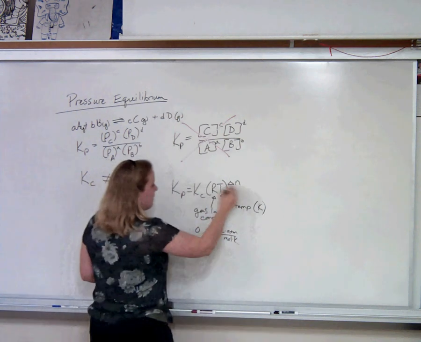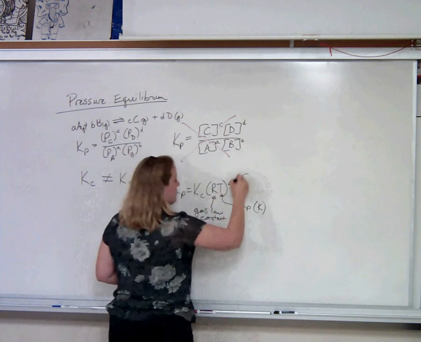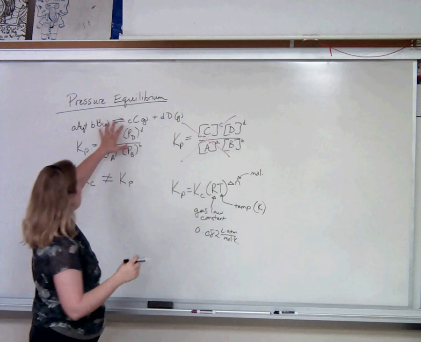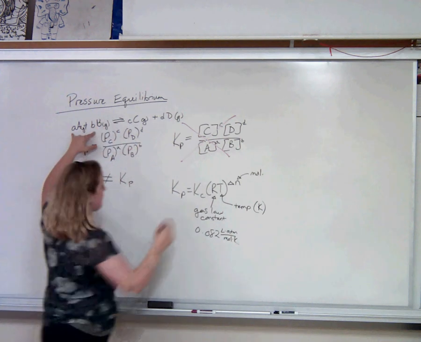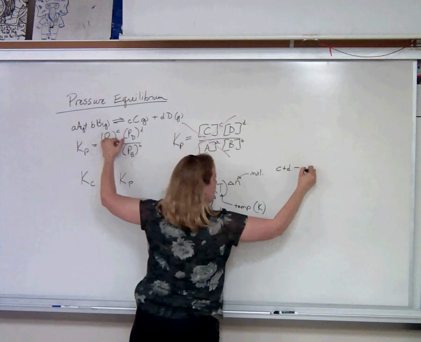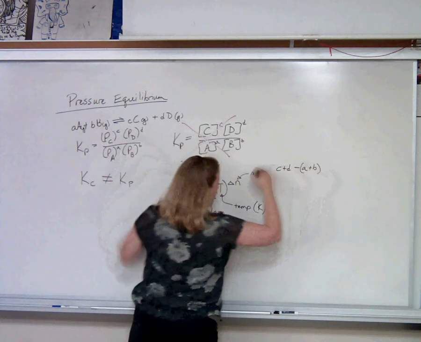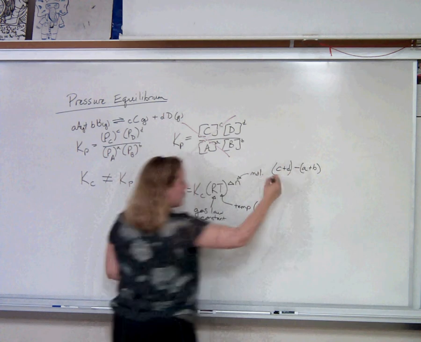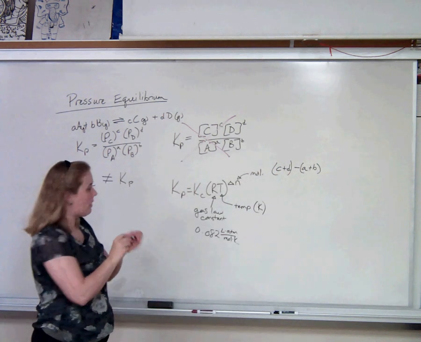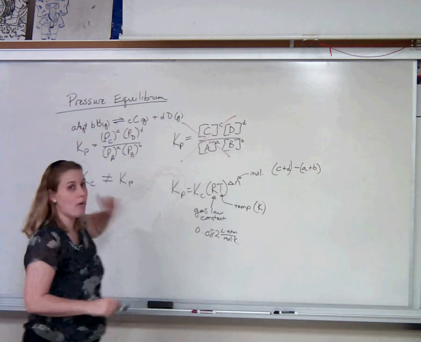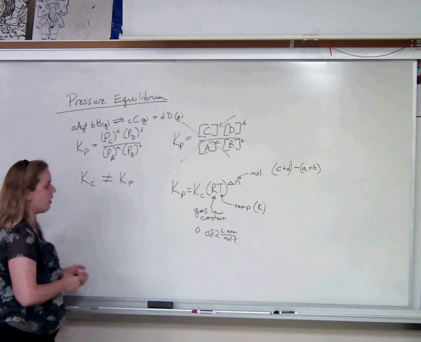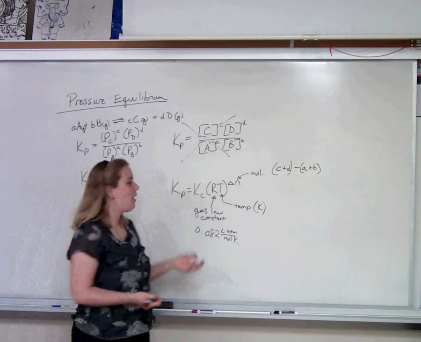Delta N, delta means change, N means moles. So your change in moles. In this reaction, it will be whatever is C plus D minus A plus B. So products minus reactants. How many moles of the products do we have minus how many moles of the reactants do we have? And then based on this equation, you can figure out when is the only time the Kc actually does equal Kp.